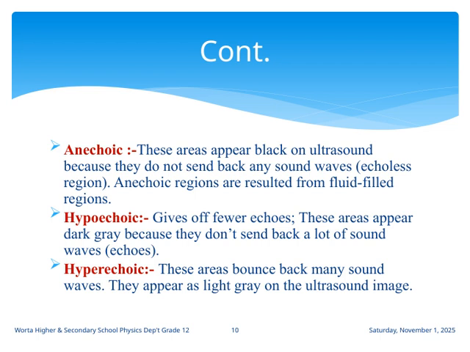Next, there are hypoechoic regions. These give off fewer echoes, so they look dark gray on the ultrasound. They don't send back a lot of sound waves, meaning they are less reflective than surrounding tissues. This can indicate tissues that are denser or less fluid-filled.